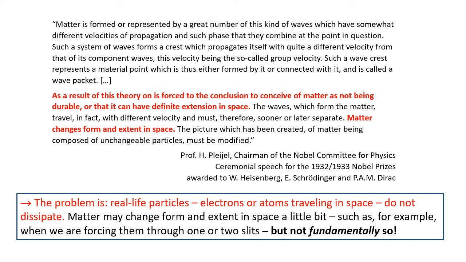At some point in time and some point in space, we have this representation of a matter particle. And so he goes on and says that such a system of waves forms a crest. That's the wave packet, which propagates itself with quite a different velocity from that of its component waves, and this velocity is then the group velocity.